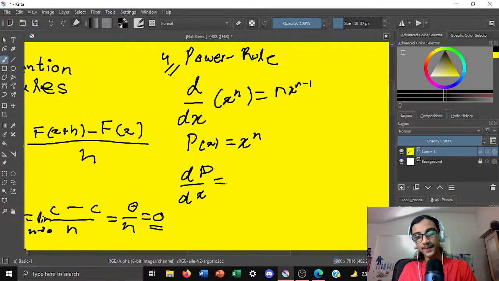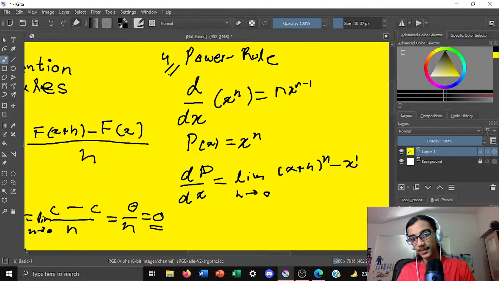That is just going to be, we'll use the definition now, so the limit as h approaches 0 of x plus h to the power n, right? We're just going to take f of x plus h, which is p of x plus h, which is just x plus h to the power n, minus x to the power n, right? And then we're going to divide that by h, right?